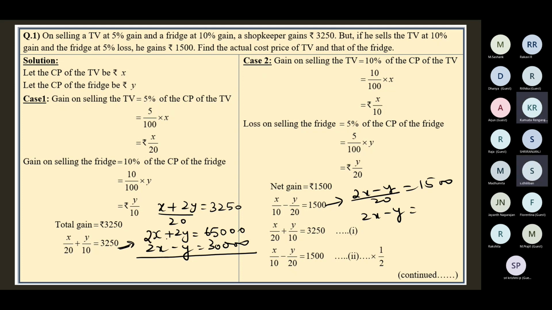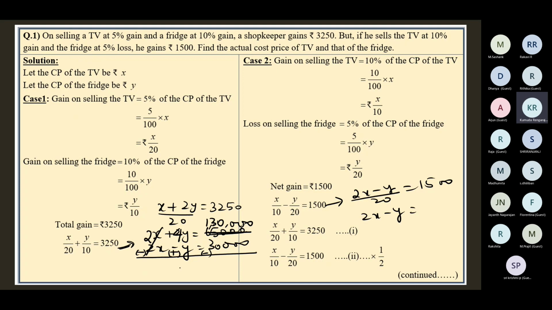2 into x is 2x. Then what will happen to 2y? It will become 4y. And 65,000 will become 1,30,000, 1 lakh 30,000. Very good. Then will you change the signs or not? Yes, ma'am. So minus, plus. Plus, minus.